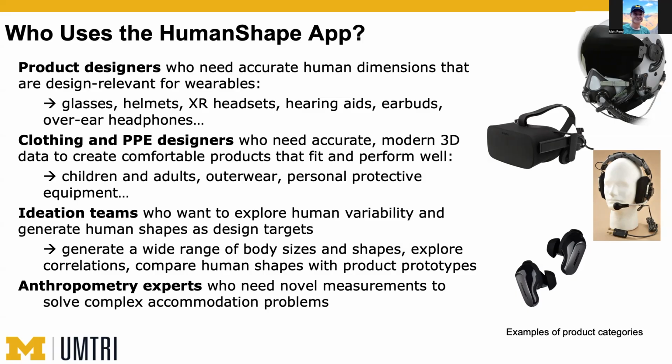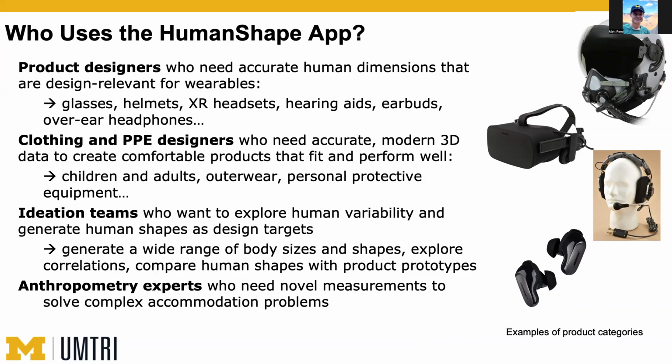This is particularly complicated for things that go on the head and face, or for clothing and equipment that can only be made in a small number of sizes and yet needs to fit a large range of people. So on the right, you can see some of the product categories that we've worked on with our collaborators: in-ear devices, over-ear devices, XR headsets, and helmets and masks and so on.